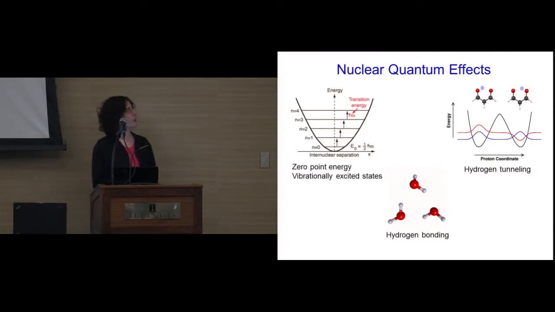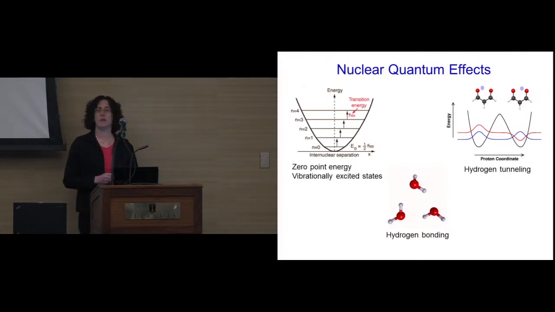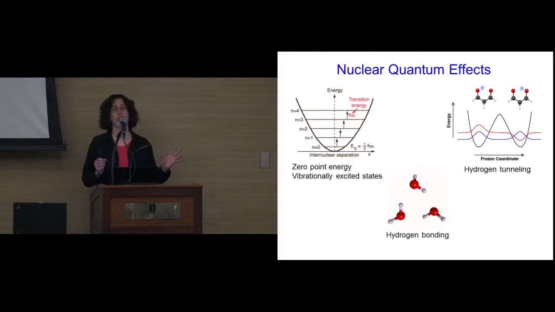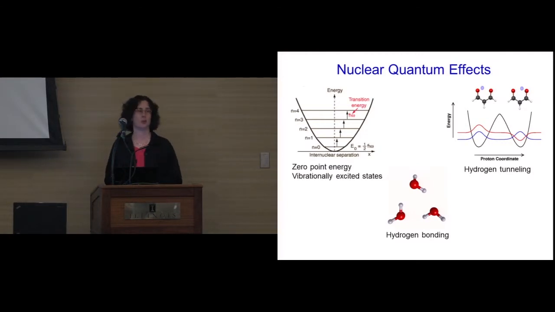Here's an example of malonaldehyde. Here, the hydrogen is transferring between two oxygens. And that's a hydrogen tunneling effect. That means that the hydrogen is actually going through the barrier rather than over the barrier. And in fact, that tunneling splitting has been measured experimentally to be around 22 wave numbers. So these are all examples where treating nuclei as classical point charges will simply fail.